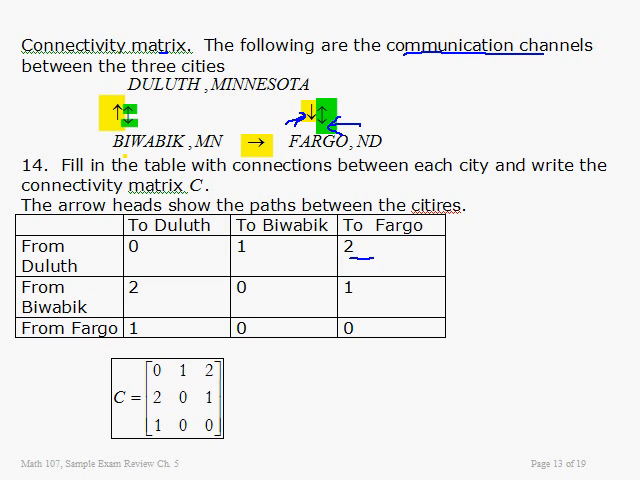Now look at from Biwabic. From Biwabic to Duluth, there's 2. See, there's this one-way channel here, and the two-way channel, so there's 2. Biwabic to Biwabic, 0. From Biwabic to Fargo, there's 1. See that one arrow there? Okay. Fargo can talk to Duluth, and that channel, it can't talk to Biwabic. Okay, no Fargo to Fargo. So now we've created this matrix, we could just write it by itself. 0, 1, 2, 2, 0, 1, 1, 0, 0.